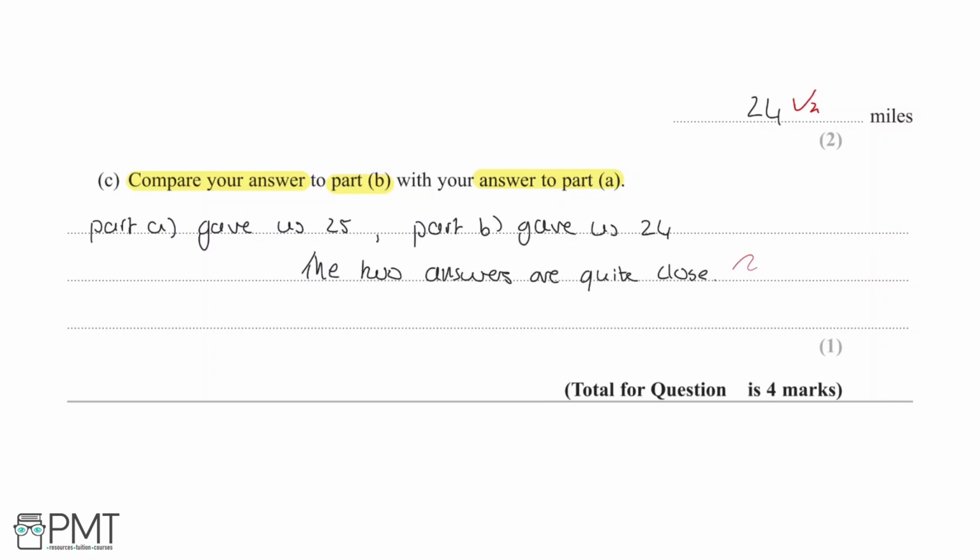So for this one, you get 1 mark, and that 1 mark comes from just giving a correct comment or a correct statement on the answers. So you could have compared them and said Part B is smaller, or you could have just said the 2 answers are quite close, as I have done here.